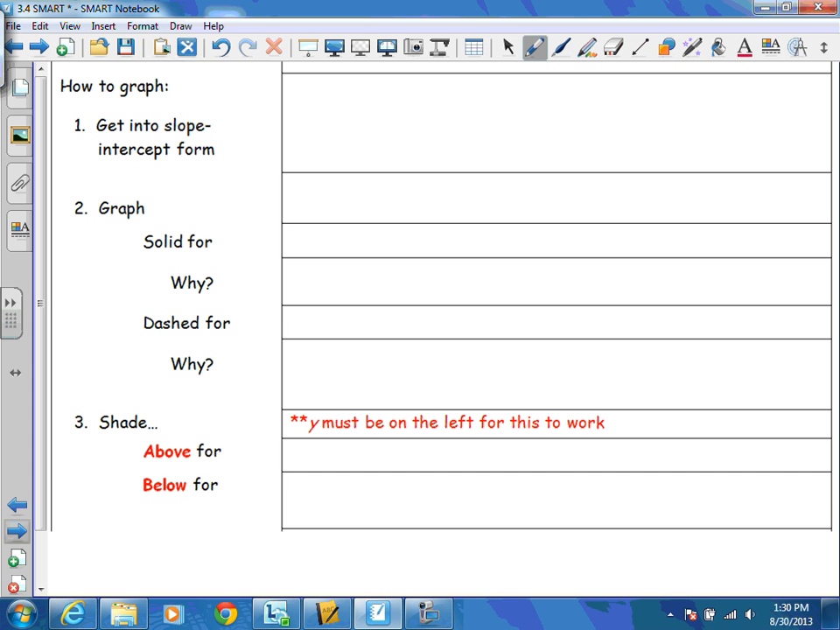So the first thing you're going to want to do, just to kind of take you through 3 steps on these, is you want to get them into slope-intercept form. Okay? So you want the y over here. Y always is going to need to be on the left for how I'm going to teach you. So get the y on the left. And then instead of the equals, what kinds of signs can you have? Greater than, less than, greater than or equal to, and less than or equal to.